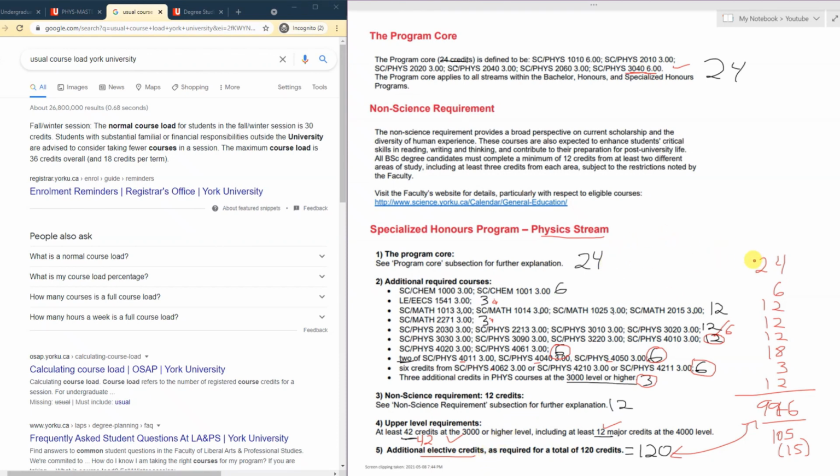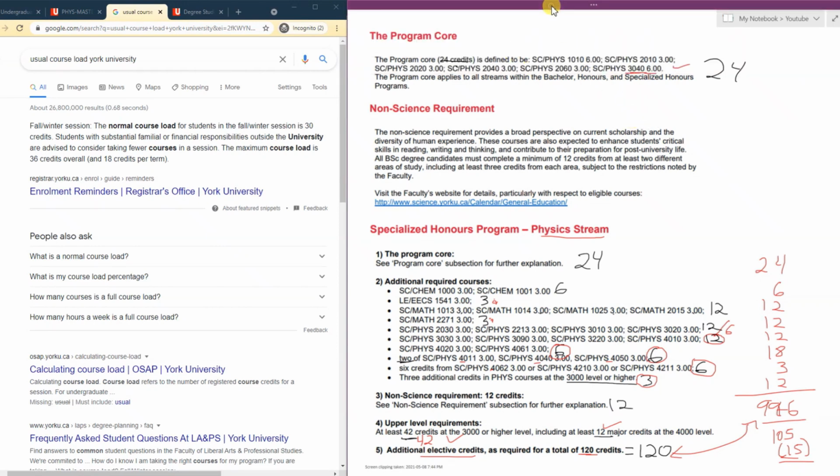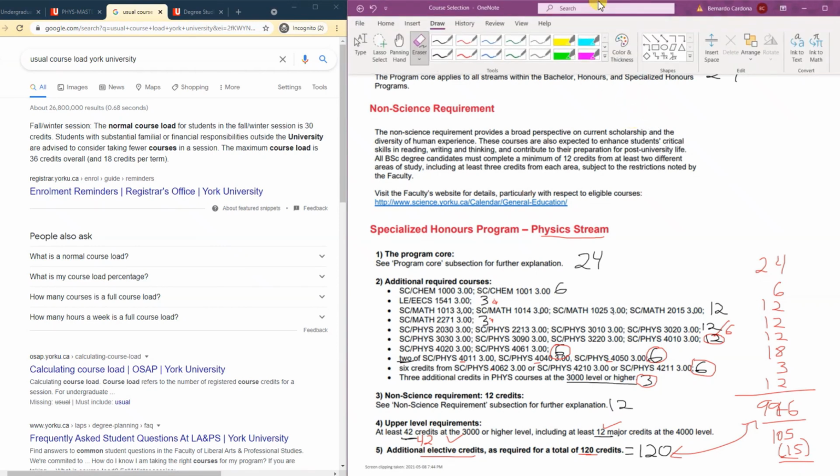Let's do a final check. 24, 6. There's the other 6 that I missed. I put at the bottom there. 12, 12, 12. 1, 2, 3 is 18. 3 and 6. And again, these we already meet, so we don't need that. So yeah, we're missing 15 credits. That would be to fill up the 120. Phew. Well, now that we have all the background information, we can design our first year schedule. That was the whole point of the video, and now we have the required information to get that going.